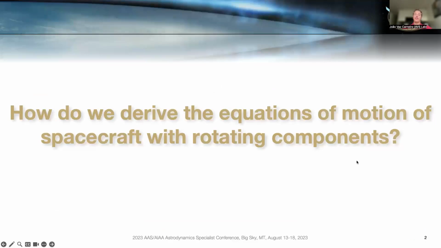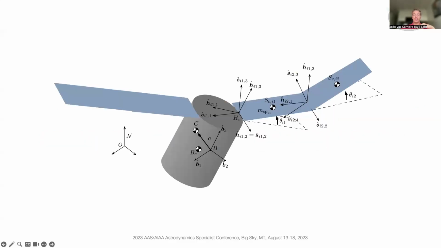I'd like to start off this presentation with a question: how do we derive the equations of motion of spacecraft with rotating components, or effectors, as I call them? I'm going to answer this question by giving a few examples. The first example is a generic spacecraft. It has a rigid hub in gray, and attached to that rigid hub, it has a dual hinged panel in blue.